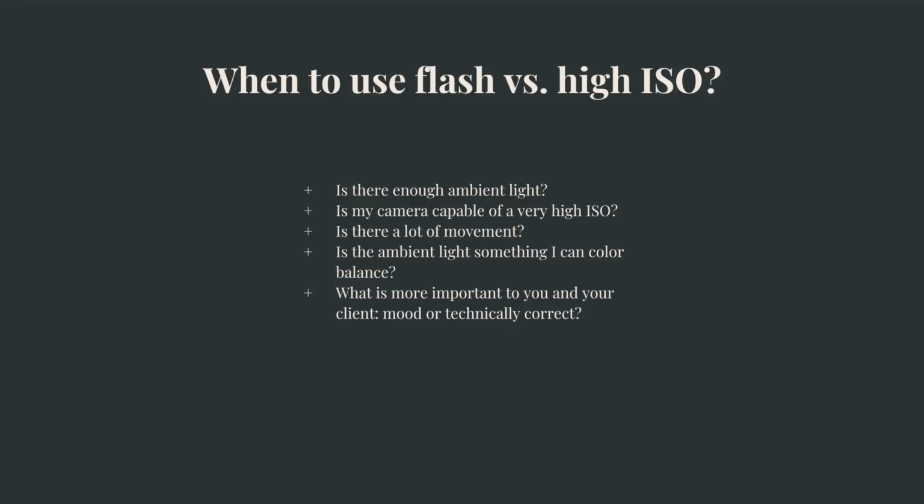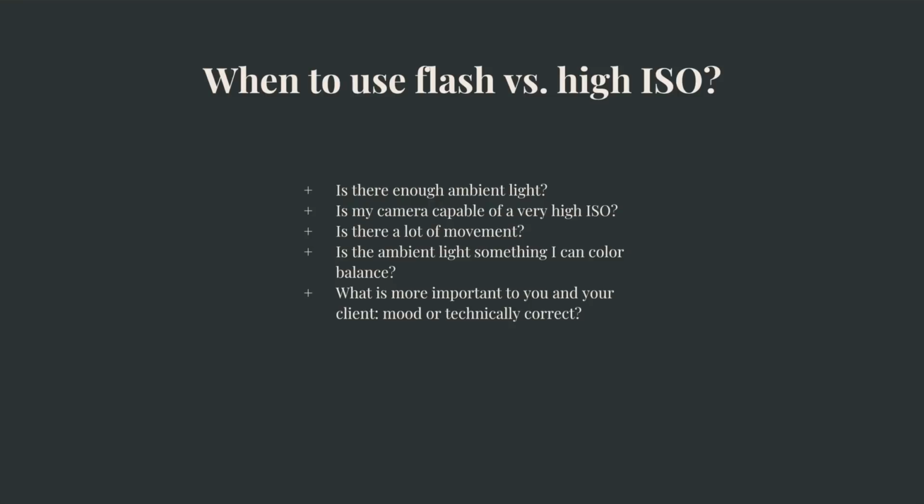Is the ambient light something I can color balance? Sometimes we're working with candle light or tungsten light and it creates a really warm cast on everything. If it's so warm and distracting that you're going to have to turn everything into black and white later, I might just tend to use flash so that I can get everything looking natural and I can make sure people's skin tones are correct, and that way I'm saving myself time later in editing as well.